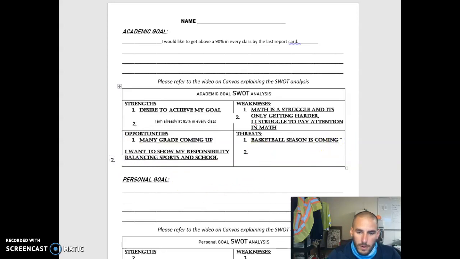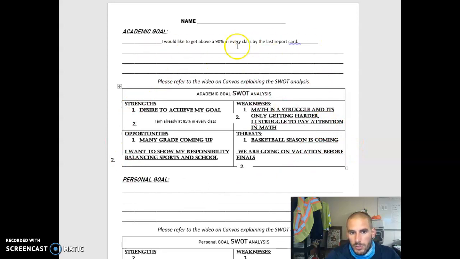What would be another threat? Basketball season is coming. Another threat would be is we are going on vacation before finals. Maybe you already know you're going on vacation before finals and you're not going to be here. Okay? So you're not going to be here the week before finals. Well, you have one less week. Okay? So that is called a SWOT analysis.